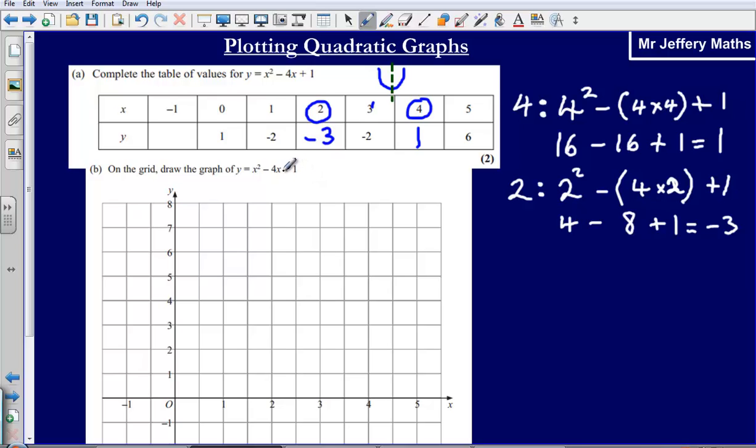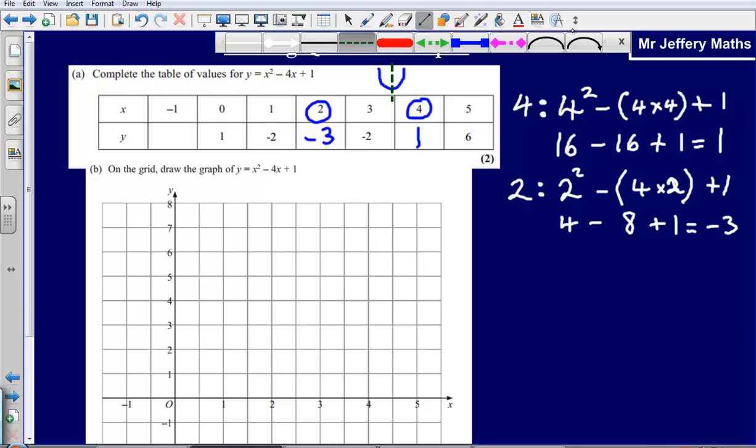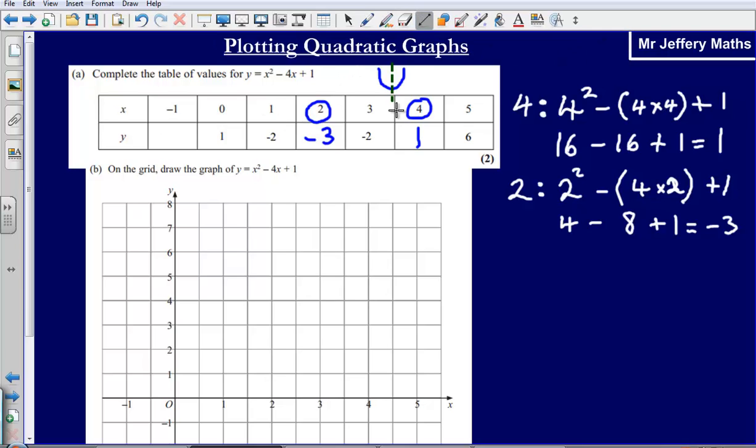Now, at this point, it's a good idea to start thinking again about this idea of symmetry. We've got a bit of symmetry in this graph because we've got this x squared, so it's going to be a U-shaped graph. What I should be able to see is that I've got 1, negative 3, then negative 2, 1. I've got a little bit of symmetry here. I could say that I've got symmetry through this point.